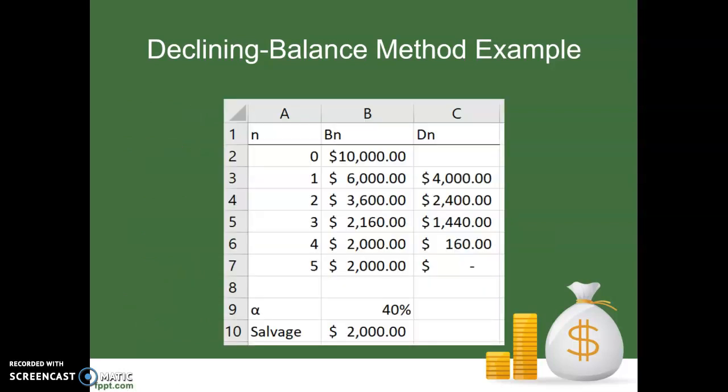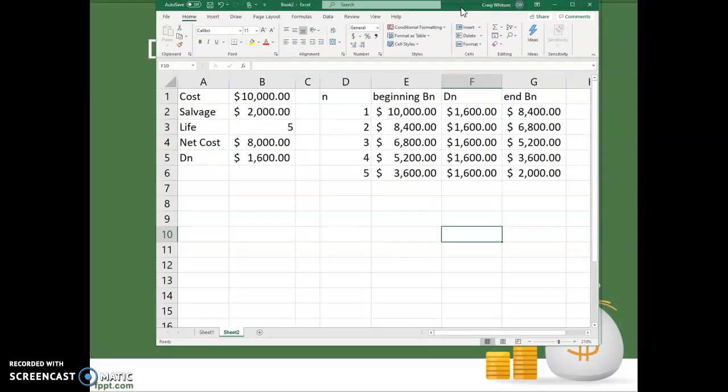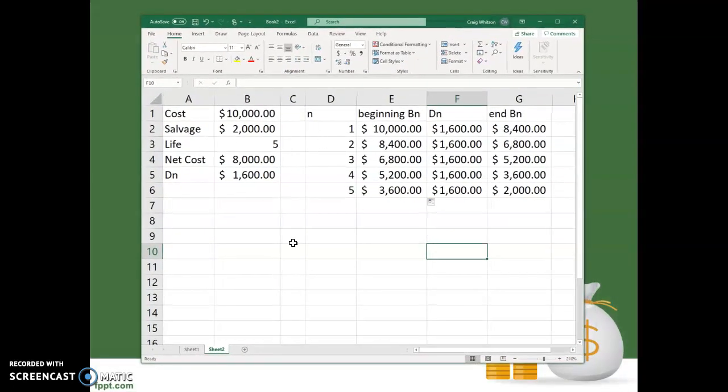So here is the spreadsheet I created earlier, a screenshot of it. So we're starting off with a $10,000 value, and instead of reducing the value by 20%, we're going to reduce it by 40%, until we get down to our salvage value, which is $2,000, and then that's where it stays. So let me bring up a blank Excel sheet and show you how to get these values. So I guess this isn't exactly blank. This is the same spreadsheet we used for the straight line method.